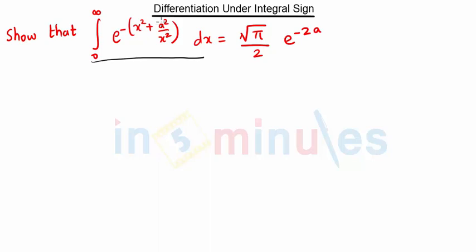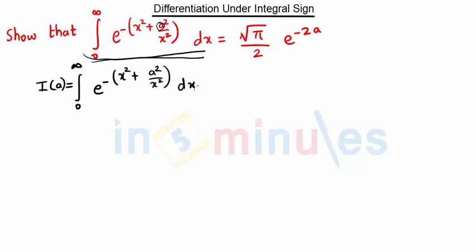So here we have constant a, so we call this term as I of a, which will be integration of 0 to infinity e raised to minus x square plus a square upon x square into dx. So this is our I of a. Let's call this equation 1. Now we have to apply DUIS.